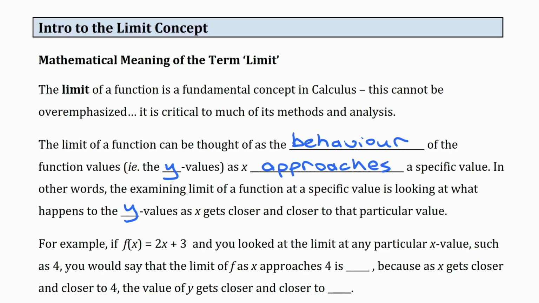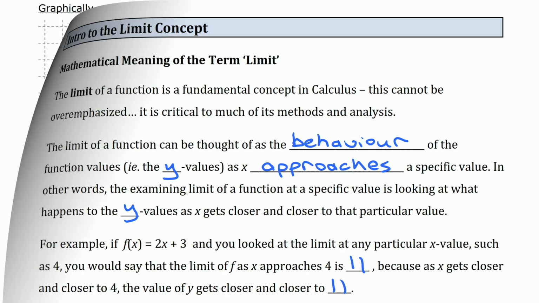For example, if you look at a function like 2x plus 3, and you looked at the limit at any particular x value, such as 4, you would say that the limit of f as x approaches 4 is 11, because as x gets closer and closer to 4, as you substitute in numbers that are closer and closer, you get values that are closer and closer to 11. Now, we're going to look at this graphically and numerically to get a better sense of what this really means.